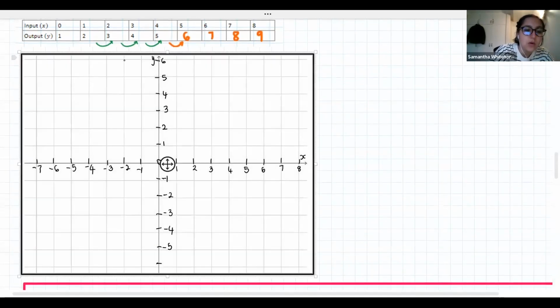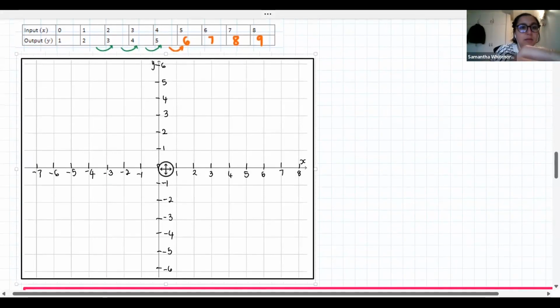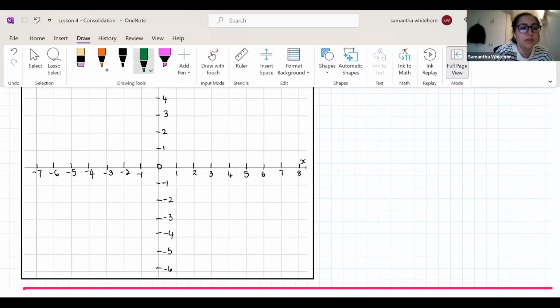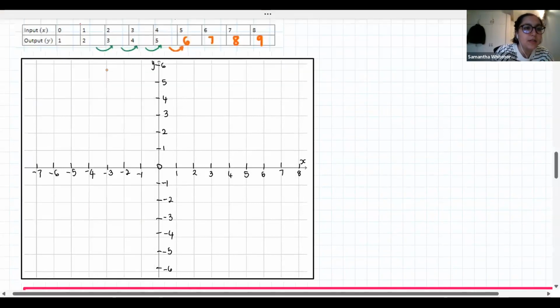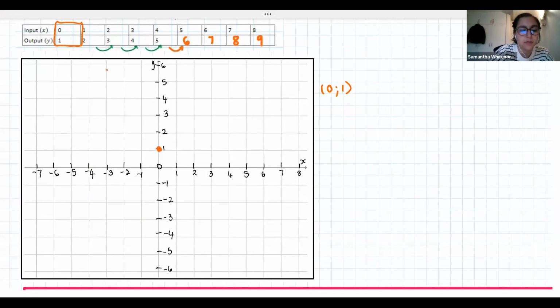So what we now want to do is plot our coordinates. If I take my first one, and maybe if we color code this, it will hopefully help those who are feeling a bit confused. Our first coordinate pair: x is 0, y is 1. So I go to where x is 0, right here in the middle where they meet. I go up to where y is 1, and I plot my point. That's not a great point. Let me try that again, and I plot my point.